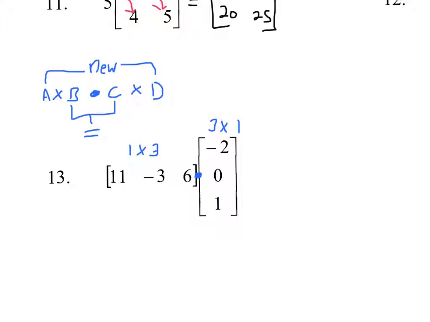So yes, they can be multiplied because they're the same. And look at this. This is interesting. The numbers that are left over, 1 and 1, that's going to be the dimensions of the new matrix, a 1 by 1. So it's kind of an interesting matrix to start reviewing multiplication on.